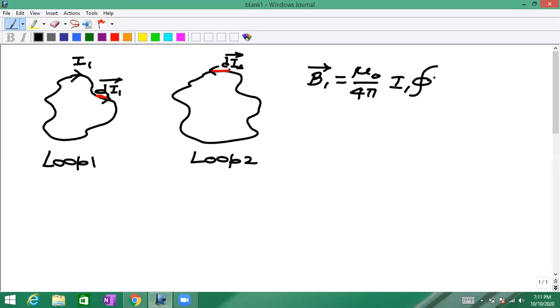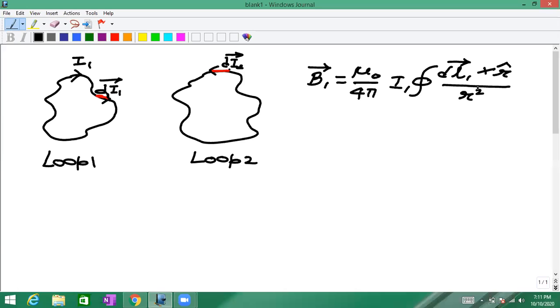Closed integration of dl1 vector cross r cap, divided by r square.